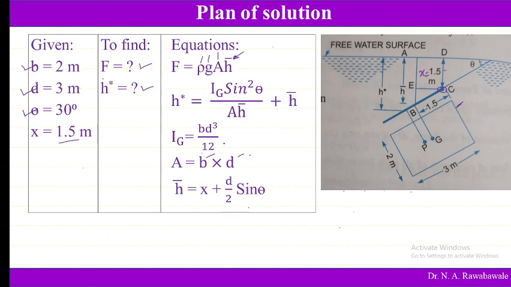Whereas to find out h bar, you can see here, h bar is equal to x plus d divided by 2 into sine theta. D divided by 2, this is depth divided by 2. So this d divided by 2 is 1.5.